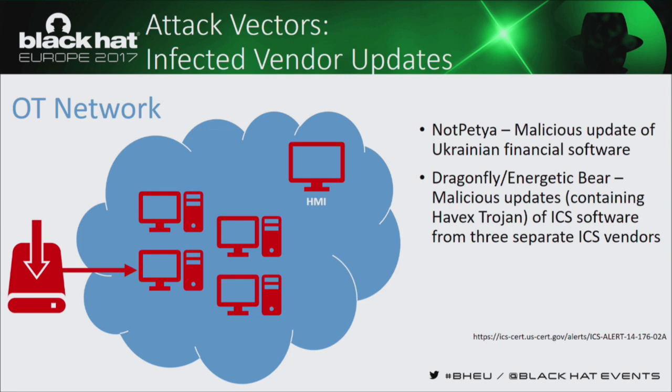Dragonfly, which is a group that attacks OT networks, did it before. They concealed a Trojan inside one of the OT software updates and pushed it and infected an OT network using it. And these are some of the vectors, just like the three vectors I described now.